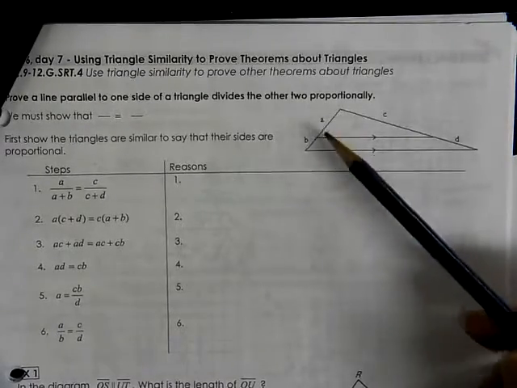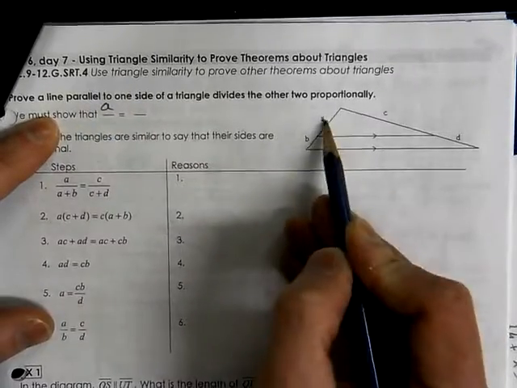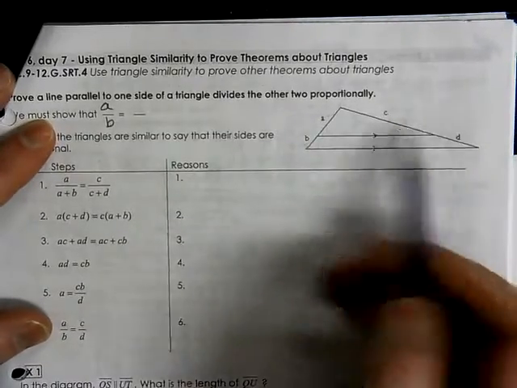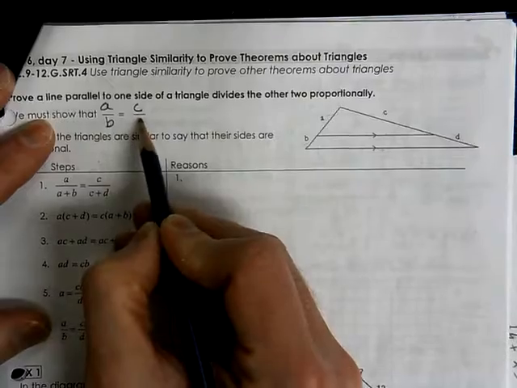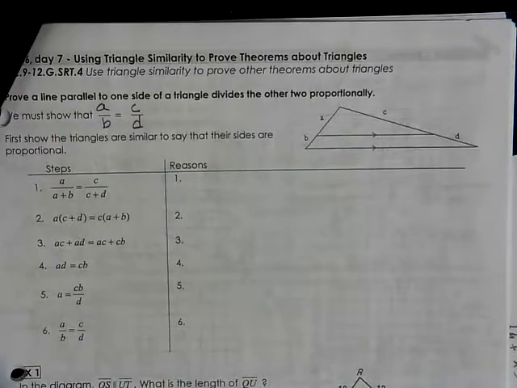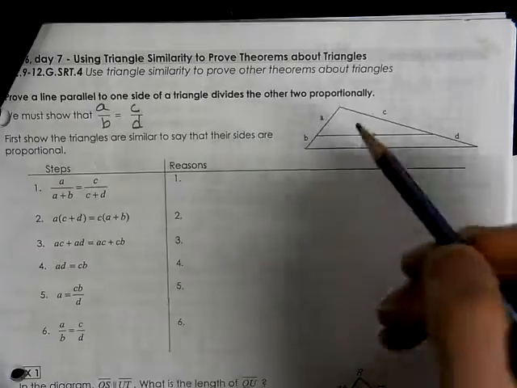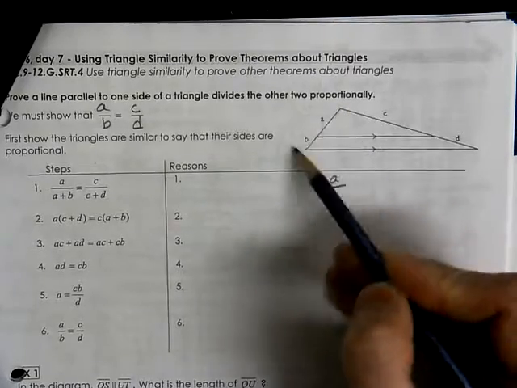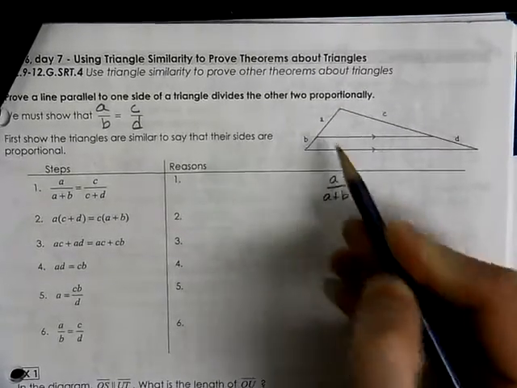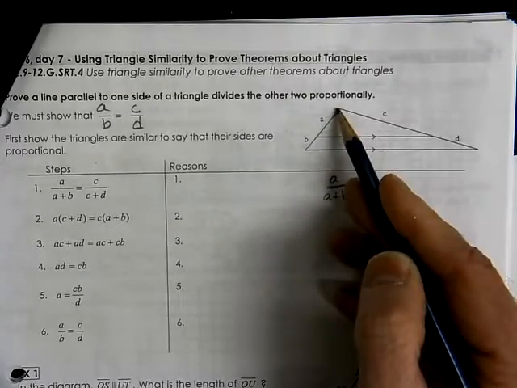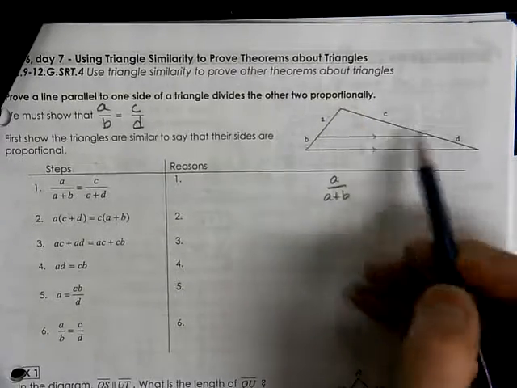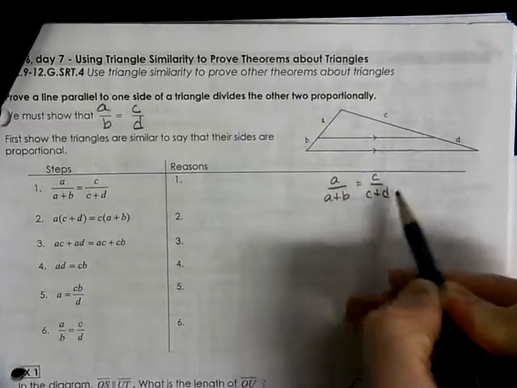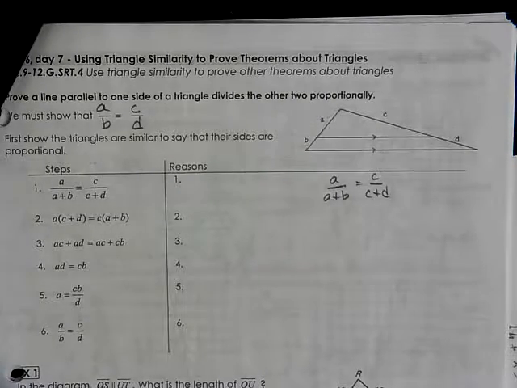What we're trying to do is show that the A over the B is going to be equal to the C over the D. We're used to saying that the small triangle length of A over the big triangle length of A plus B. The small side turns into the big triangle. On this side, it would be the small triangle turning into the big triangle. That's our typical way that we like to write a proportion.